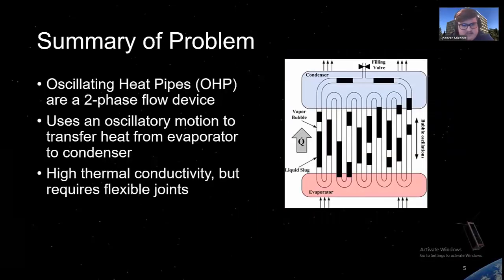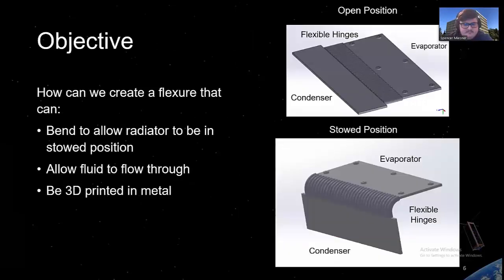For this CubeSat design, we'd like to implement an oscillating heat pipe system. An oscillating heat pipe system is a two-phase flow device. It uses oscillatory motion to transfer heat from an evaporator to a condenser. This is a very effective method of cooling and has high thermal conductivity, but would require flexible joints to be able to have deployable radiators.